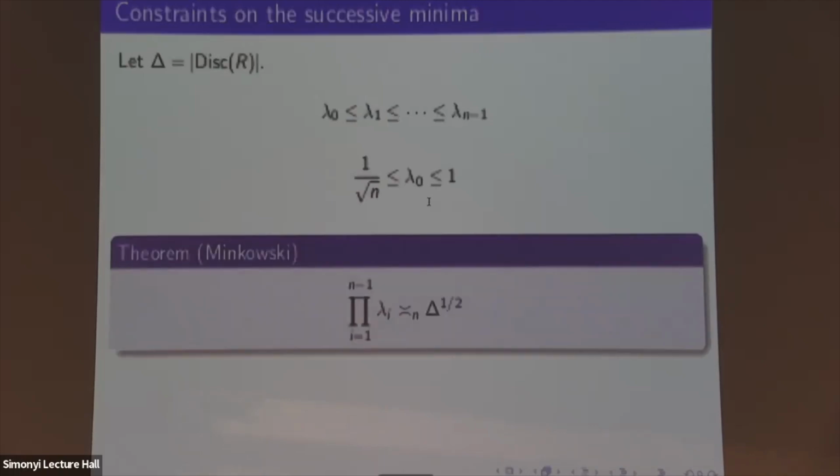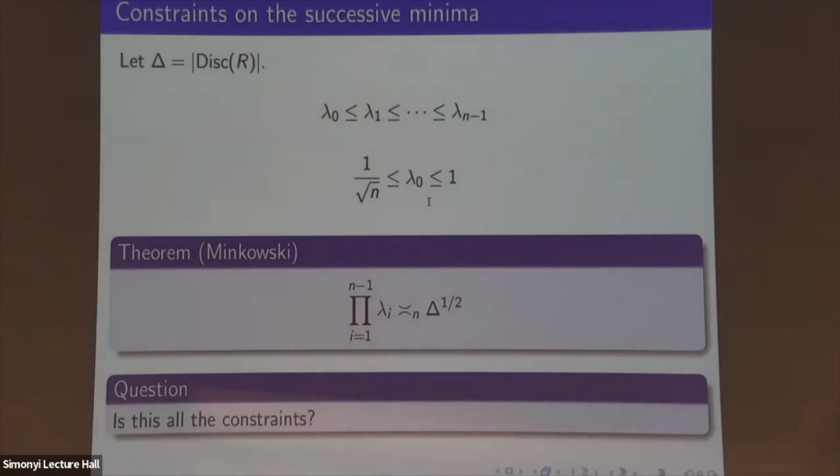Okay. Moreover, a famous theorem of Minkowski's says that the product of the successive minima is about the square root of the discriminant. This is roughly to say that if you pick a short basis of your lattice, the angles between the vectors are bounded away from 0 in a way that only depends on n. Okay, so one question you can ask is, is this all the constraints? And the answer is no, but that's a story for another day. But if you're interested in that problem, I have a lot to say about it.